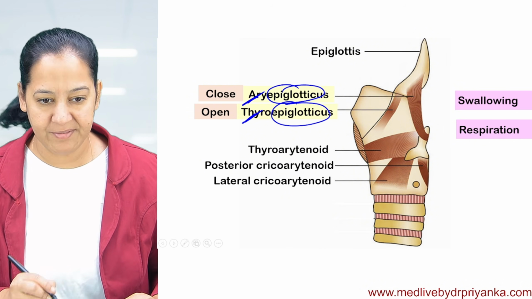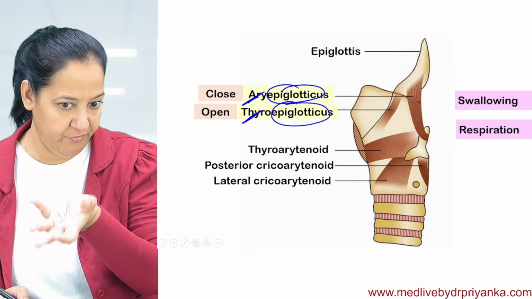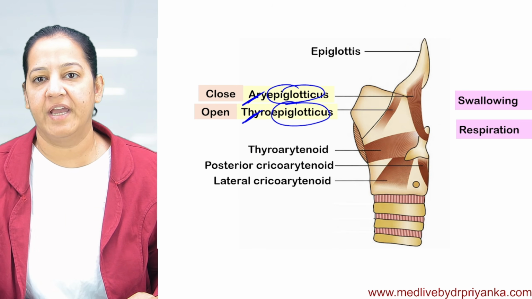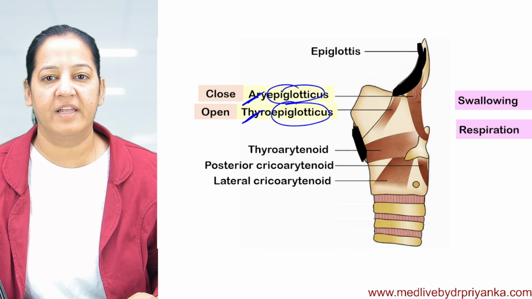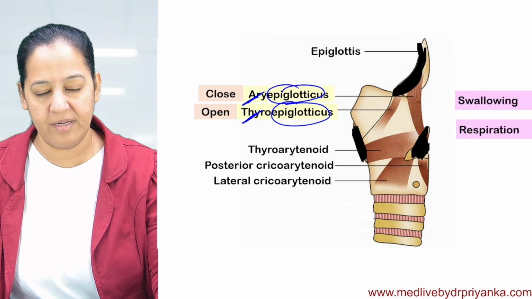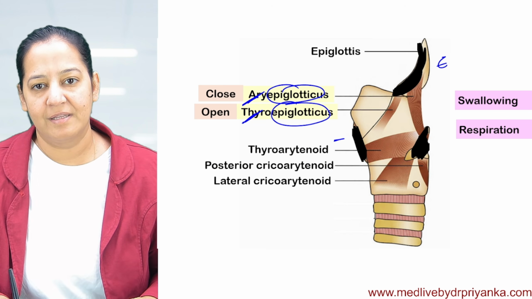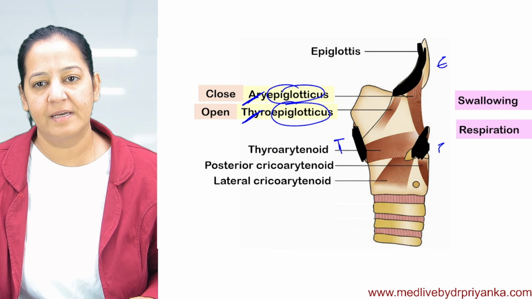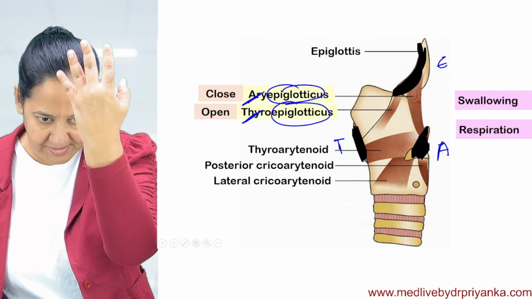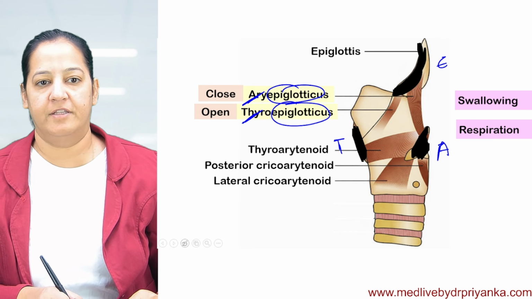Now can you see this is a lateral view of the larynx? Can you tell me the cartilages here? Now you all can appreciate this is the epiglottis. This is the front containing the thyroid, and this is the back containing the arytenoid. So see the three cartilages: this is epiglottis, this is thyroid, and this is arytenoid. Arytenoid is at the back, thyroid is at the front, and epiglottis is at the top.